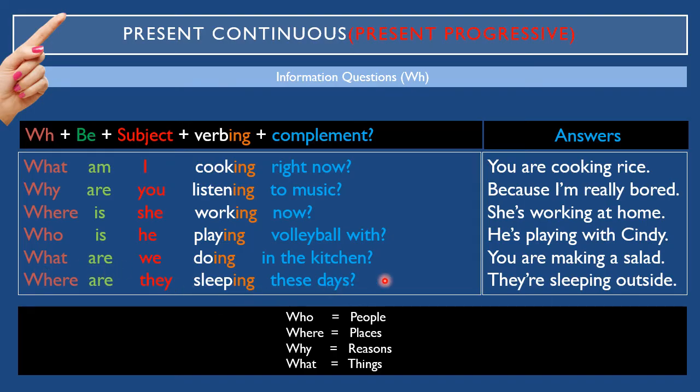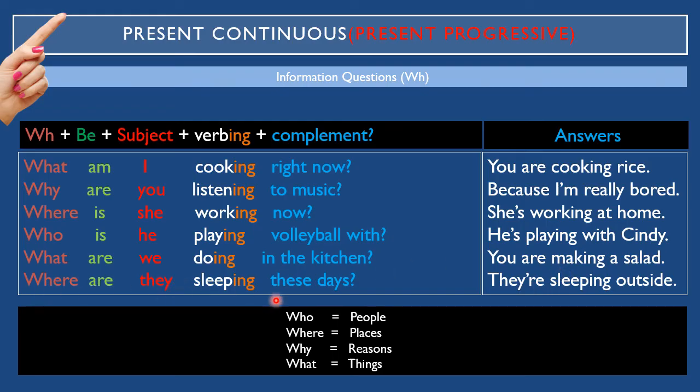Next one. What are we doing in the kitchen? What is the action that we are doing in the kitchen now? So you are making a salad. What are we doing? You are making a salad. That's the answer.